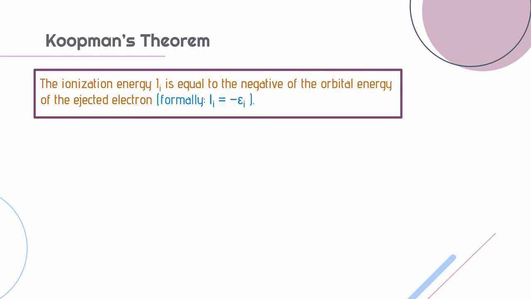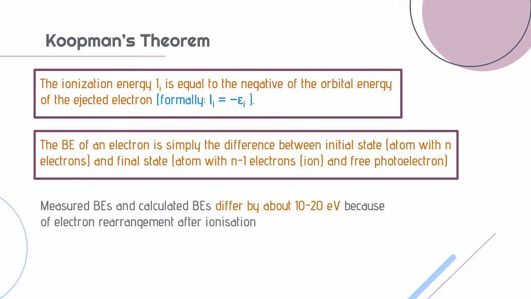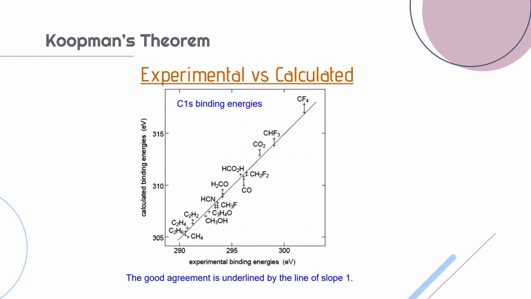Now we move on to Koopmans' theorem. It says that the ionization energy is equal to the negative of the orbital energy of the ejected electron. Or simply, the binding energy of an electron is the difference between the initial state and the final state. Experimentally measured binding energy and binding energy calculated using Koopmans' theorem differ only by 10-20 electron volts, and this is due to the electron rearrangement after ionization. This graph shows a good agreement of experimental and calculated binding energy using Koopmans' theorem.